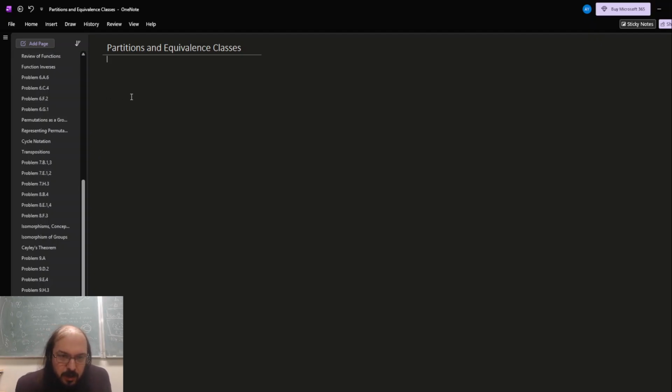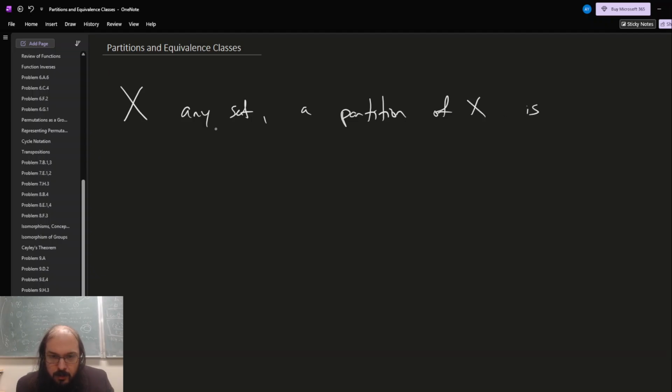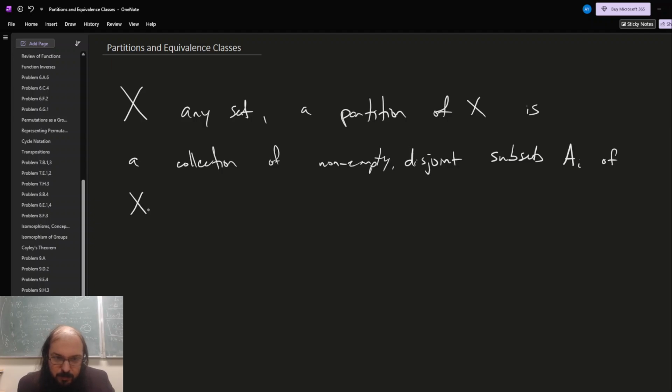So a partition, if you have a set X, maybe we should not start with typos. X is any set. A partition of X is a collection of non-empty disjoint subsets of X, maybe we can call them Ai or something, of X, whose union is all of X.